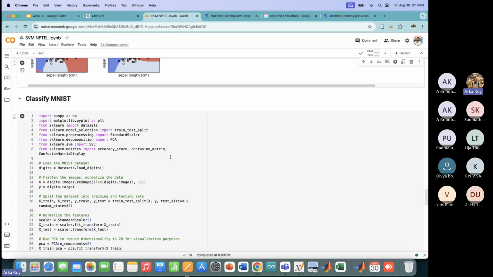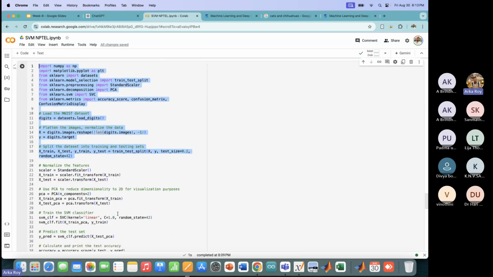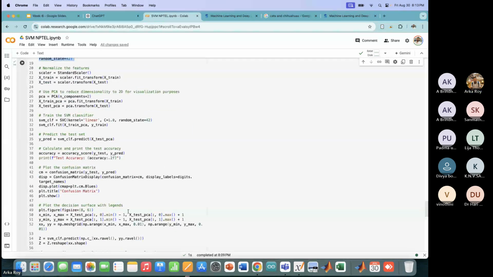Now in the MNIST dataset, I have already shown you how to import the dataset and so on, so I'm not discussing these things. The main target is, from the MNIST dataset, I'm using the linear SVM. In the MNIST dataset, they have the digits 0 to 9. That means a total of 10 classes. And we are extracting two features. Let's just try to see how the result looks like.